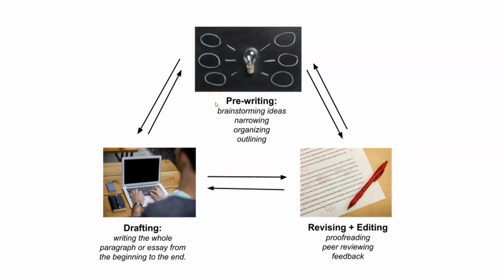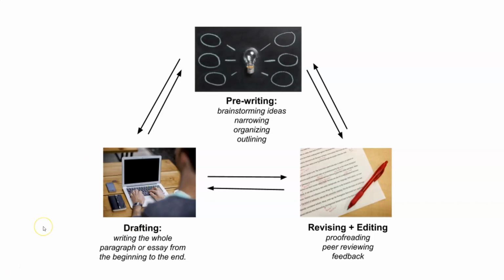The first one is pre-writing, where we brainstorm, which means we think of a lot of different ideas. We narrow our topic so that it's specific but not too specific. We organize our ideas after we think of them, and we outline. An outline is where we use numbers and letters to organize and make a plan for what we're writing.